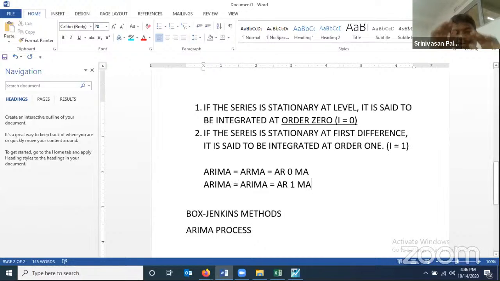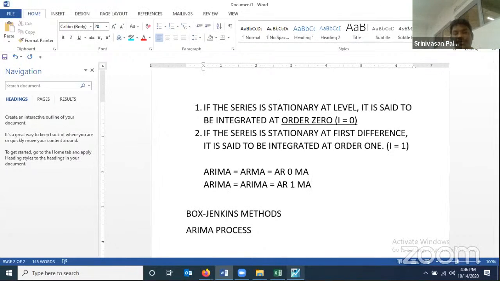Now, the first process in ARIMA, you have to determine whether the order of integration is 0 or 1. Number 1, please make a note. Second, the exact lag of AR and the exact lag of MA. That is a parsimonious model. We call it a parsimonious model. Otherwise, there will be loss of information.